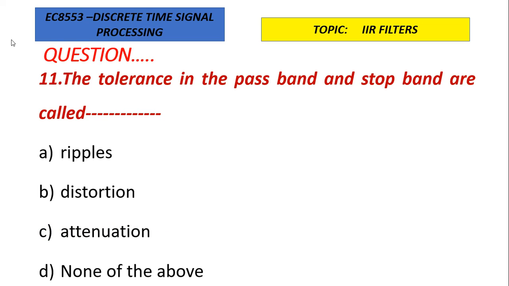The tolerances in the pass band and stop band are called what? So we know in the filter we will be having a pass band and then a stop band. In between that we have the transition band. So what is the tolerance in the pass band and stop band? That is called ripples.